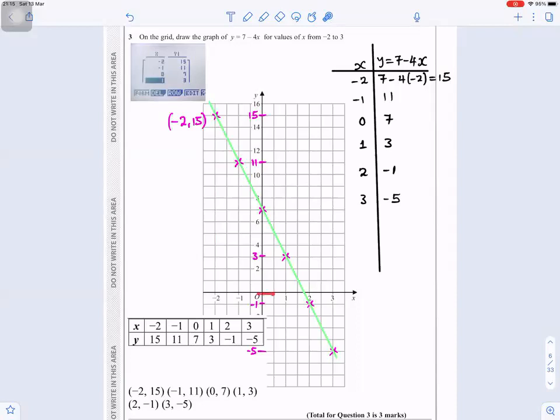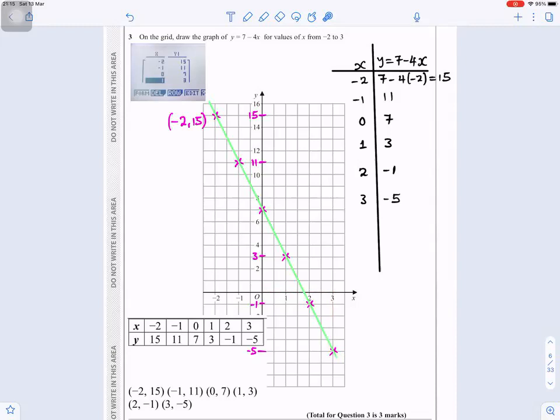1, 3, 1 to the right and 3 up. You mark the point. 2, -1, 2 to the right and -1 down. -1 means you come down. And the last point, 3 to the right, -5 down.